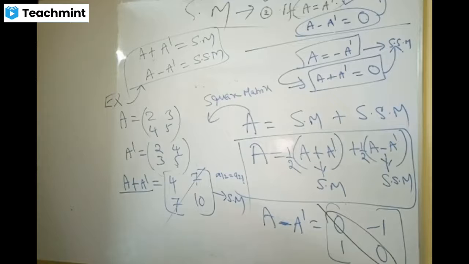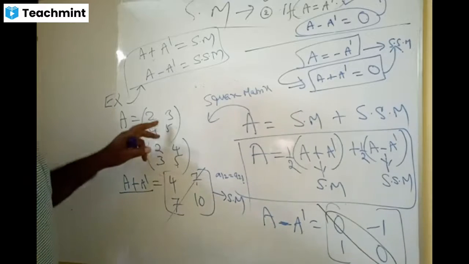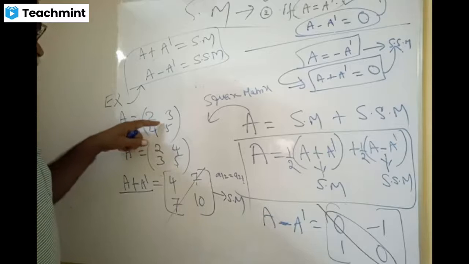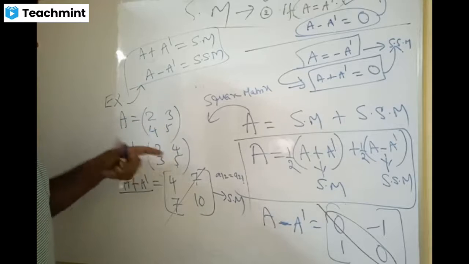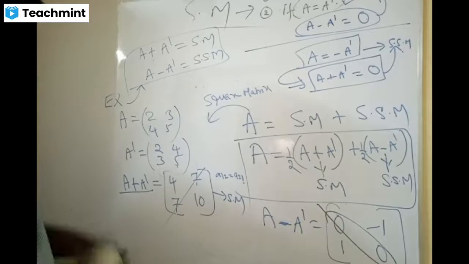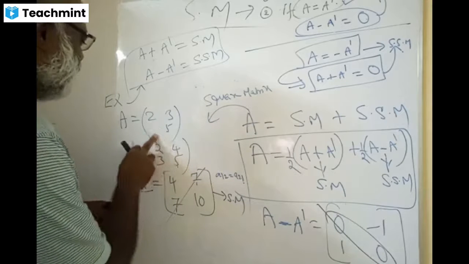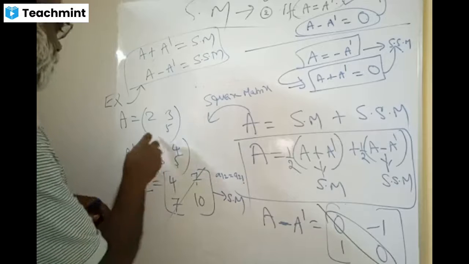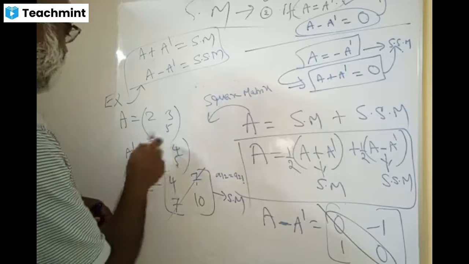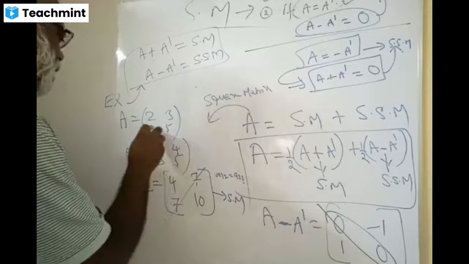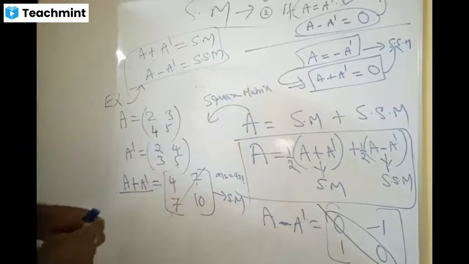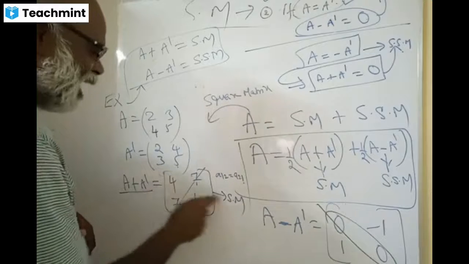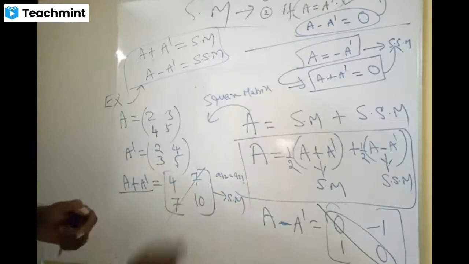Can you say this is a symmetric matrix? If A is a symmetric matrix, A and A transpose must be the same. Therefore, I think I should write. A is a square matrix. What we did is correct, no problem. A dash is its transpose. A plus A dash is a symmetric matrix.